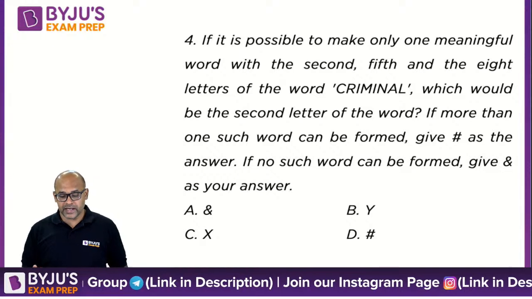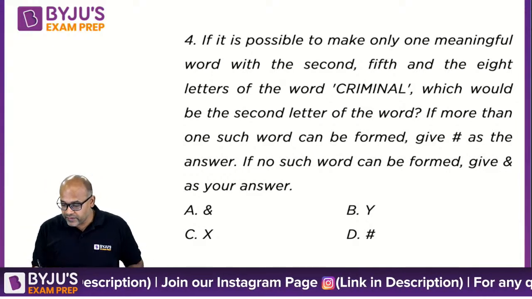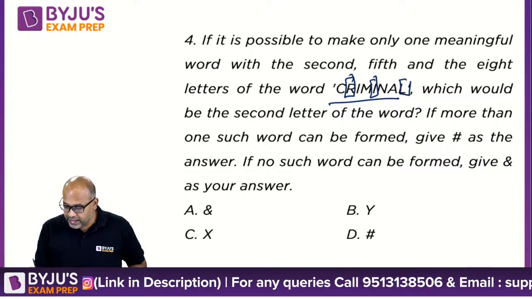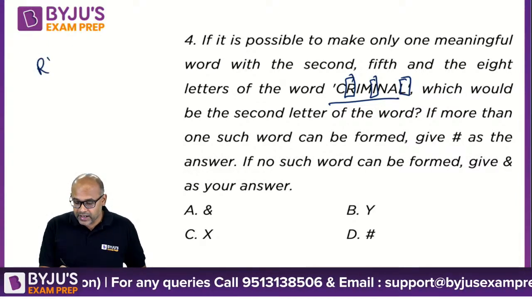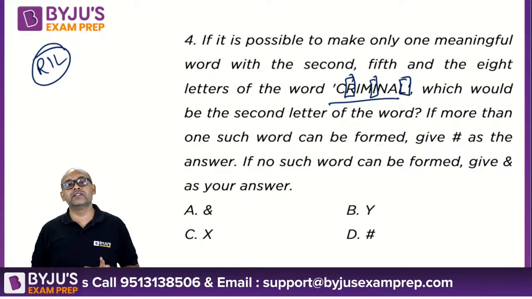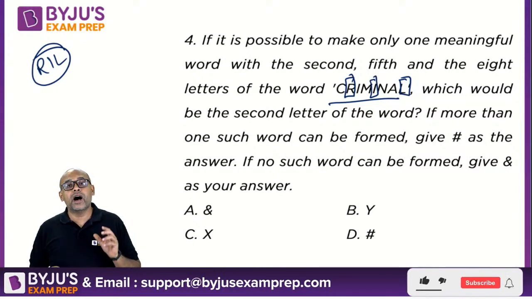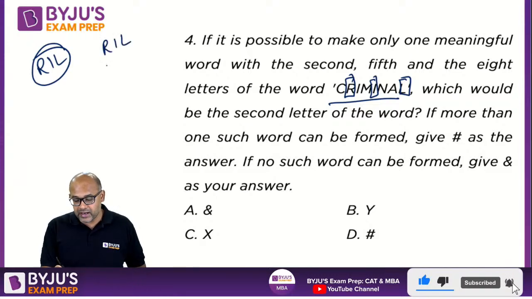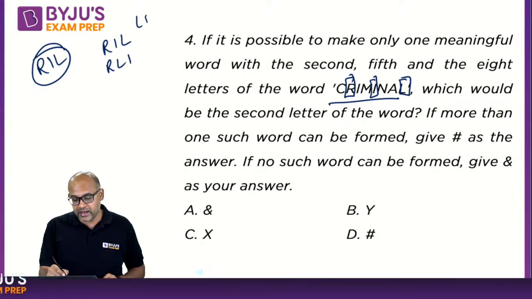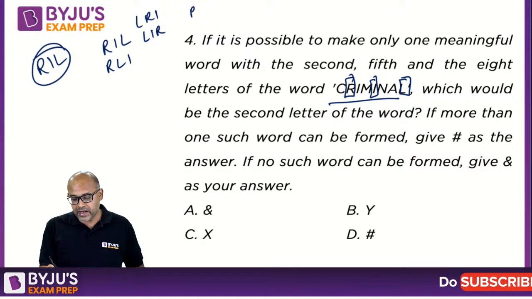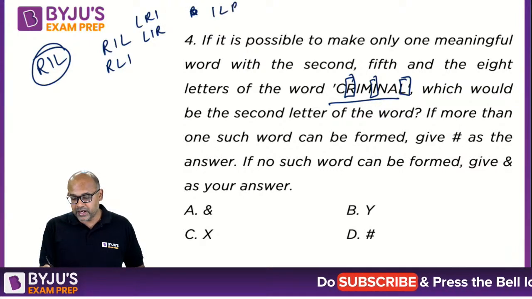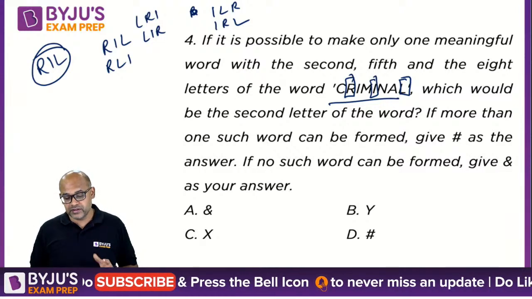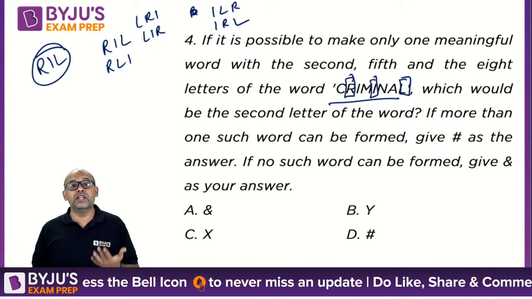Okay, so that's your time. So let's take a look at what is happening here. We have the word criminal. We want the second, the fifth, and the last, eighth. So you have RIL. So you want to find words using these three letters. If you try to look at all the possibilities, RIL, RLI, similarly LRI, LIR, ILR and IRL, there can be only 6 possibilities. You don't have an English meaningful word.